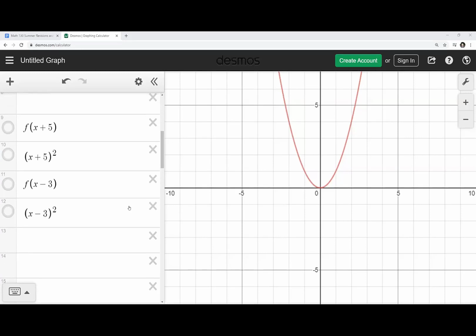Again, we're still looking at x squared. Notice here our first function, f of x plus 5. We're adding a positive number to our inputs. This is going to shift our graph to the left 5 units. Here's the algebraic notation for that. Then f of x minus 3, so we're subtracting 3 from our input. That's going to shift our graph to the right 3 units. So if you add a positive number, it shifts to the left. If you subtract a number, it shifts to the right. And there's the function notation for that as well.